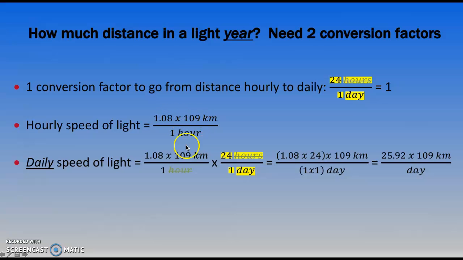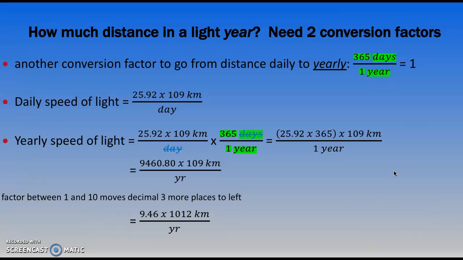1.08 times 10 to the 9th kilometers per 1 hour. And then I can multiply that effectively by 1, 24 hours over 1 day. Same thing, 1. And I can cancel my hours, and I am left with 1.08 times 24 times 10 to the 9th, I will correct that, over 1 times 1, and I get 25.92 times 10 to the 9th kilometers per day. Okay? And so now I have light days. I got to get to light years. I need 1 more conversion factor.